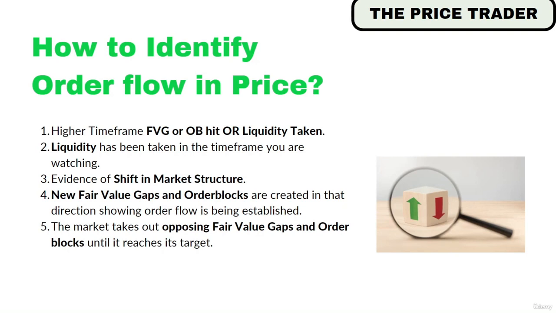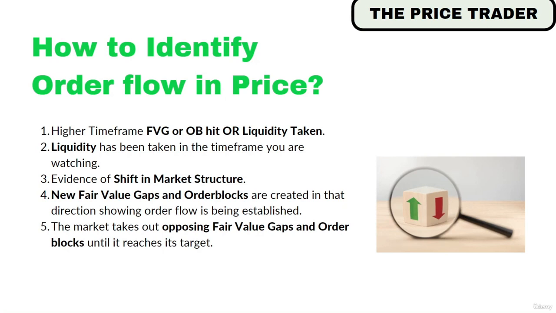The daily is lower than the monthly. So liquidity is taken in the daily, and then you get a market structure shift in either the daily or weekly chart. Then you start seeing the market creating new fair value gaps in the direction where the market structure has shifted, new order blocks, and as they're being created, they're being respected in the direction of the order flow.